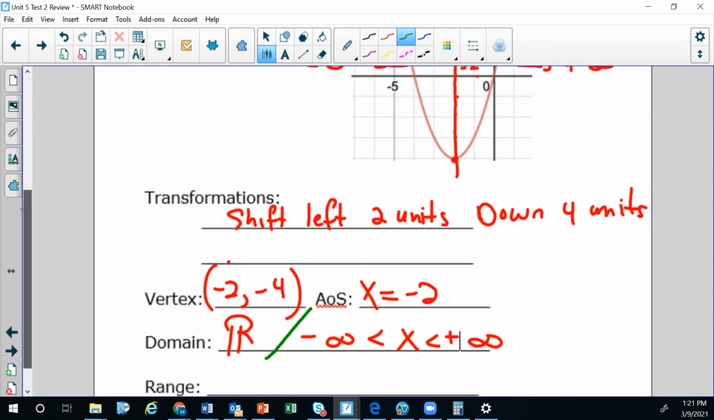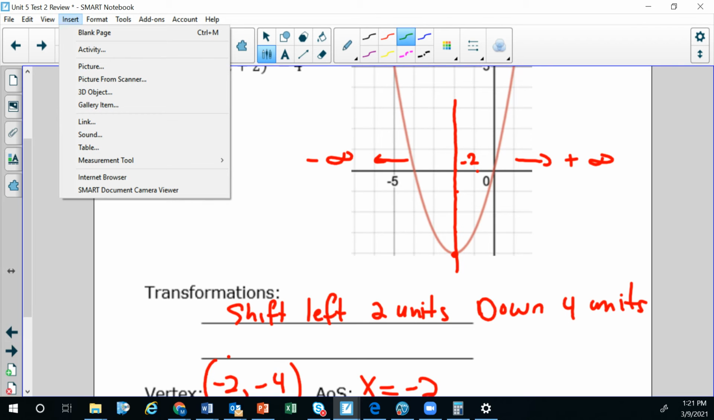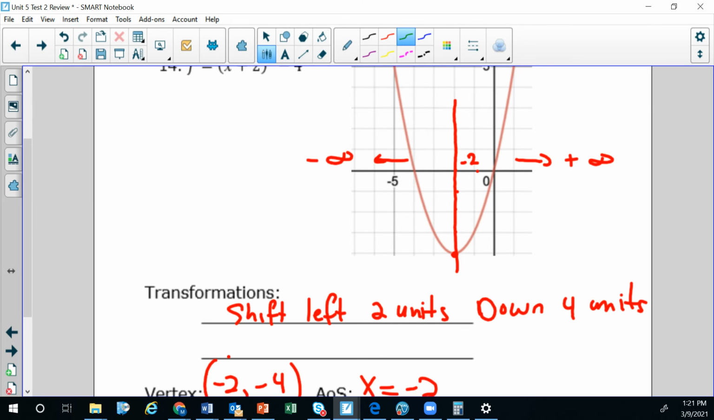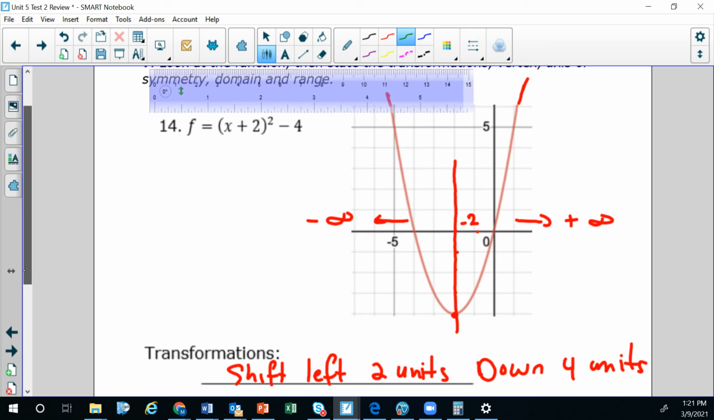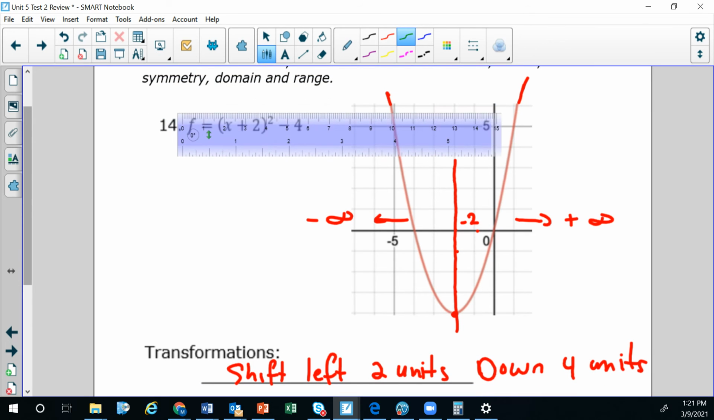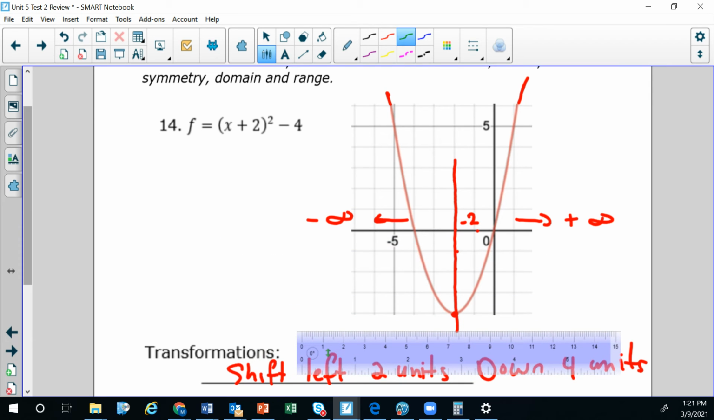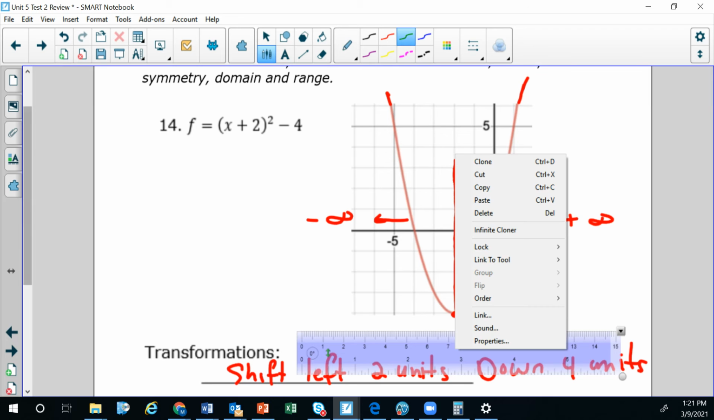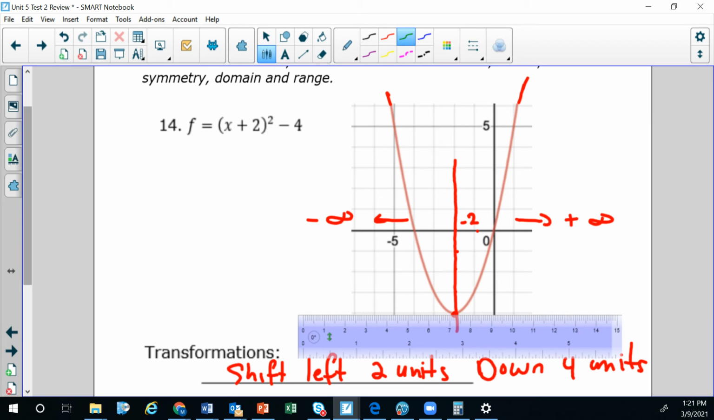And the range, again, remember my ruler trick? If you have a ruler and you start from the bottom of the graph, insert, measurement tool, ruler. Okay, here we go. So if I bring my ruler up, the first point I'm going to hit that graph is at 1, 2, 3, -4. So -4 is the lowest point on my range.